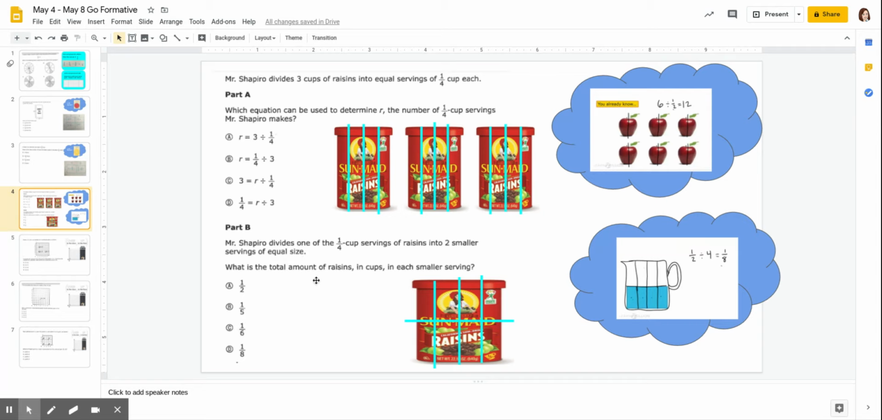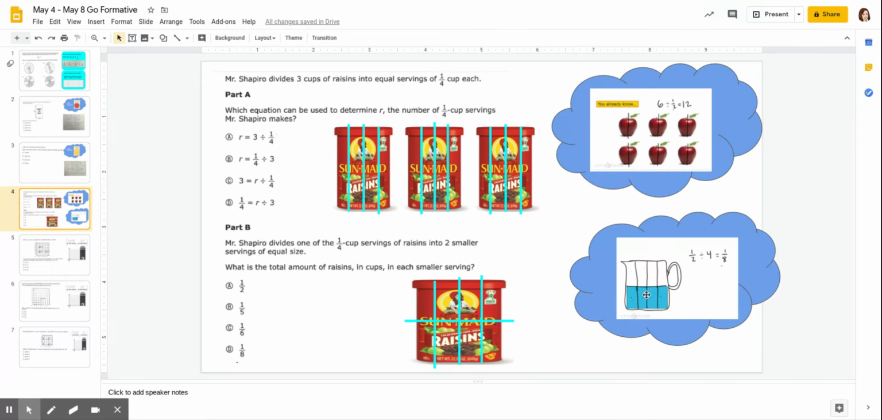Part B, Mr. Shapiro divides 1 of the 1/4 cup servings of raisins into 2 smaller servings of equal size. What is the total number of raisins in cups in each smaller serving? This week you reviewed this concept by watching a video. Here you started with 1/2 jug of water and you wanted to divide it up into 4.